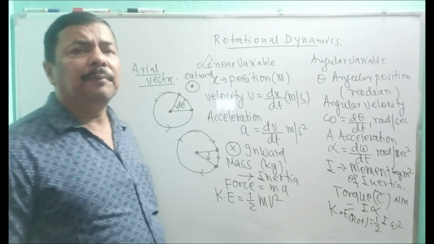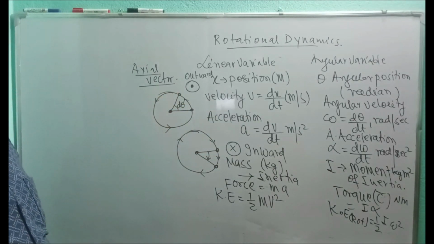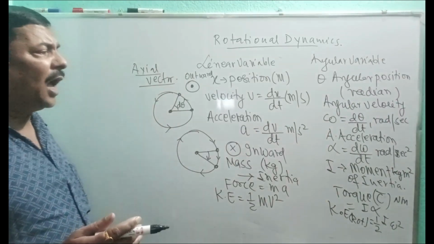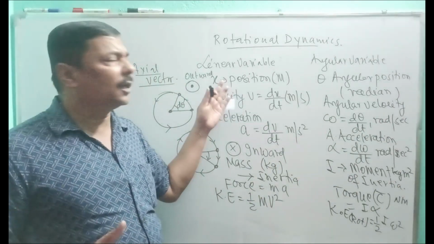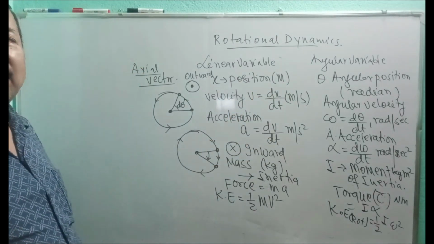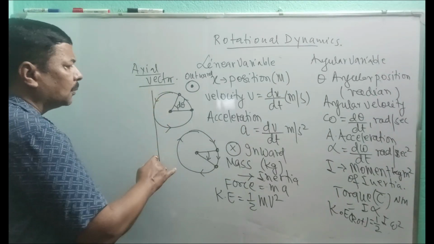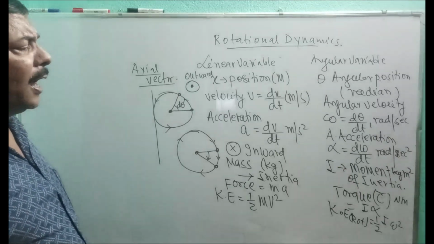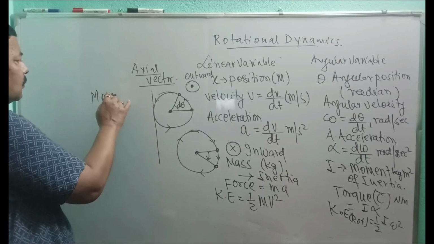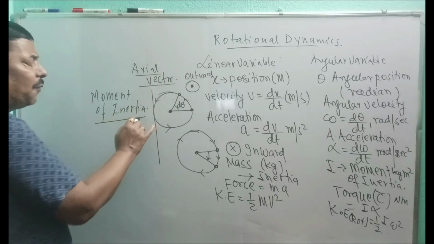This way you can understand that rotational motion and linear motion have some analogy, some sort of relation, and similar types of quantities and variables are defined in rotational motion also. So here our main focus is on moment of inertia. What is moment of inertia?